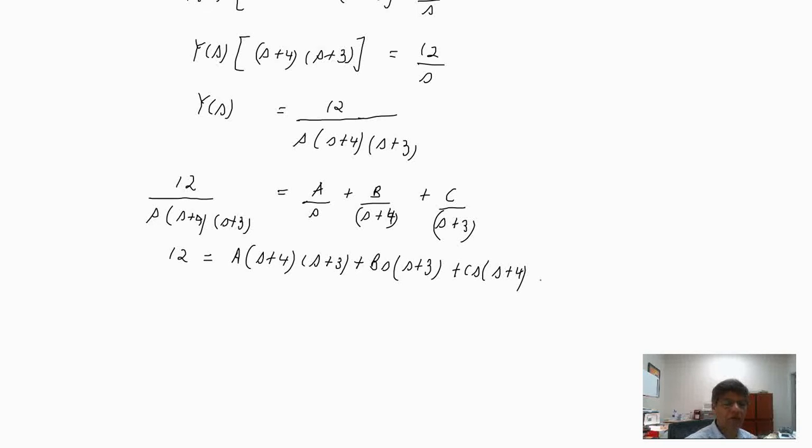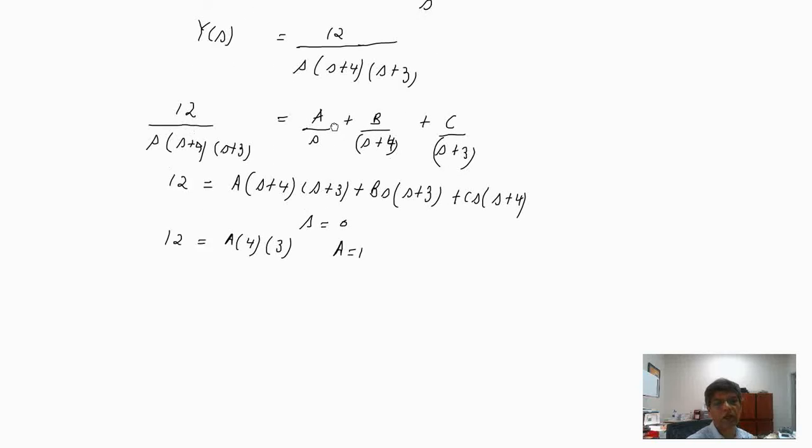Now, while some people will open this up and try to compare the coefficients on the left and right hand side of the equation, you could also do it in an easy way. If you want to get rid of b and c, all you got to do in the first round is put s equal to 0. If you do that, b is gone, c is gone, right? So here we go. 12 is equal to a times 4 times 3, and then of course a is just equal to 1, right? So we are done with a.